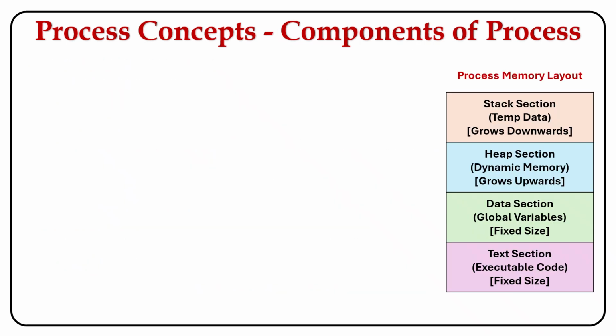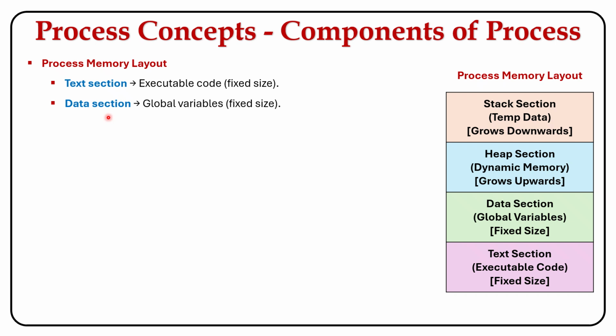Now let's understand the components of a process. It is also called process memory layout. Whenever a program is loaded into memory, it is divided into four main sections, namely text section, data section, heap section, stack section. The first section is text section. It stores executable program code and its size remains fixed during the execution.